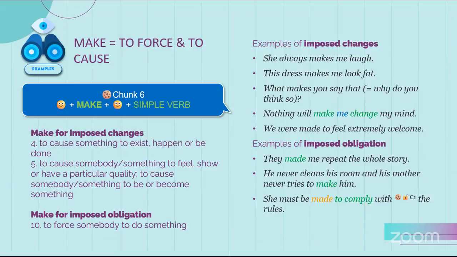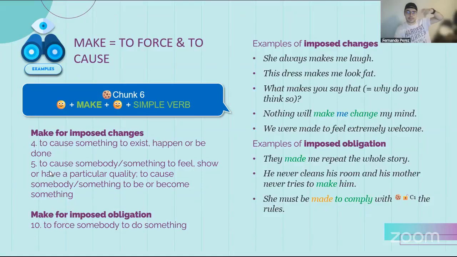To cause something to exist, happen, or be done. To cause somebody or something to feel, show, or have a particular quality. Then in this column you separate: to cause somebody to feel, show, or have a particular quality. To cause somebody to be or become something. Exactly. To be or become.